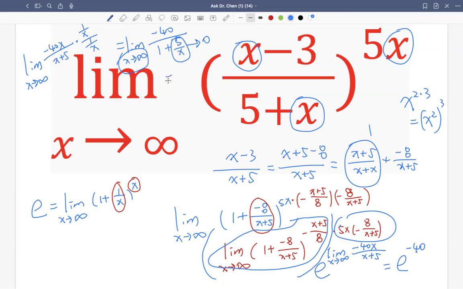So that's why we get negative 40 divided by 1, since this one goes to 0. That's just negative 40. All right, so in the end, the limit exists, and the limit of such an expression is e, the Euler number, to the negative 40 power.